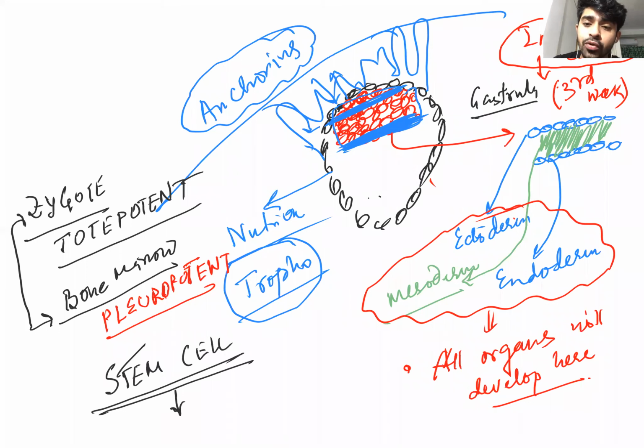So these are called pluripotent. Pluri means various. So its potency is various, but its potency is not total. The total potency belongs only to the zygote. Bone marrow can form many types of cells, but cannot form everything. The cell which can form everything is the zygote. That's why it's called totipotent. The bone marrow is called pluripotent.